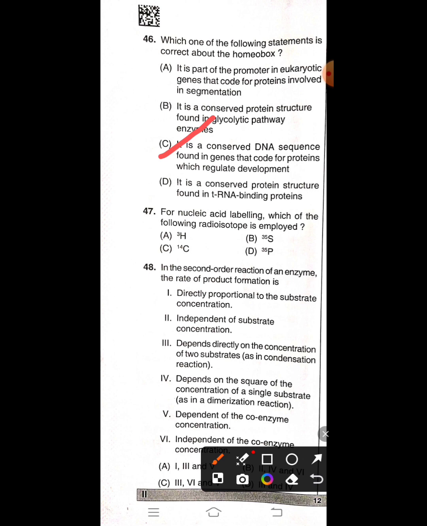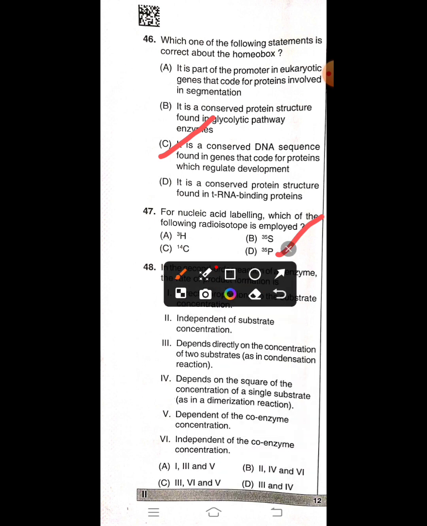For nucleic acid labeling, which of the following radioisotopes is employed? Options are H3, C14, S35, P35. Among these, you have to pick the correct one, that is P35, which is used to label nucleic acids. Okay, so in the second order reaction of an enzyme, the rate of product formation is.